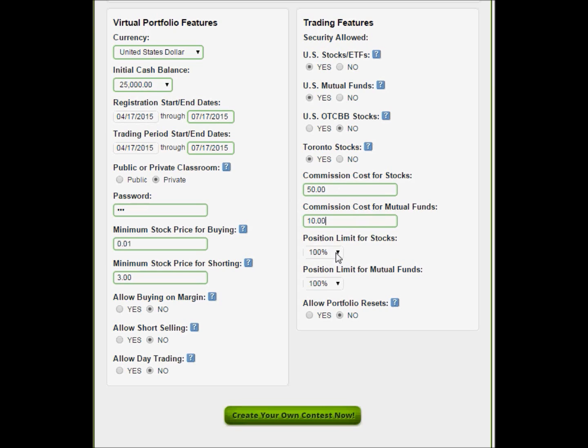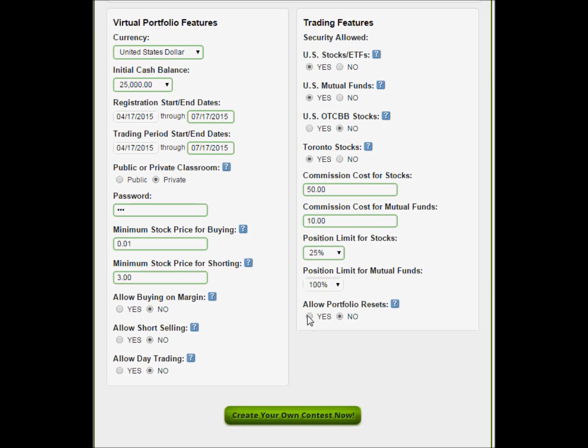The position limit determines how many of one particular stock a student can own. With a 100% position limit, it allows them to have 100% of their current portfolio value invested in one stock. If you set this lower to something like 25%, they'll only be able to invest 25% in any one stock at any one time. This is very good if you want to teach people about diversification, how they shouldn't put all of their eggs in one basket.